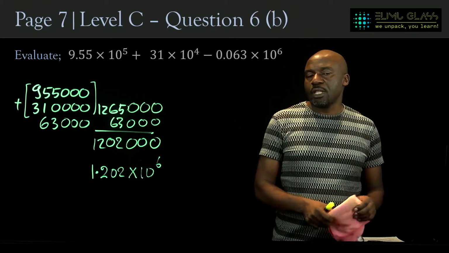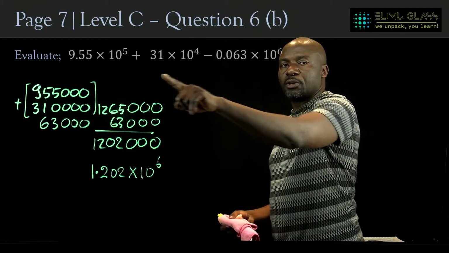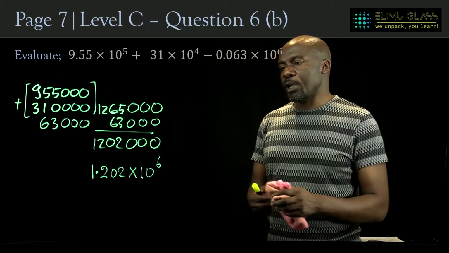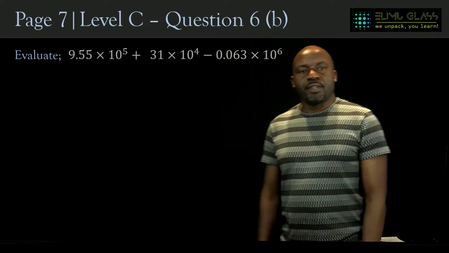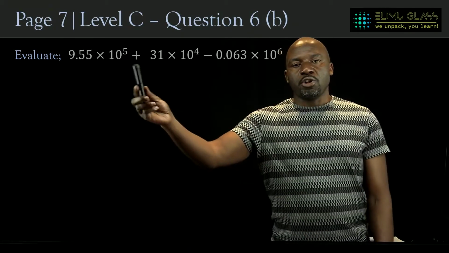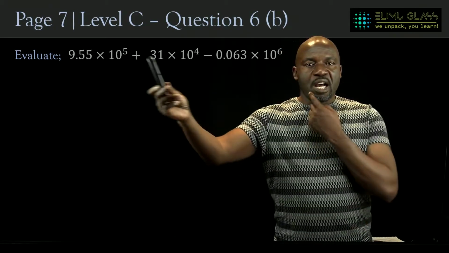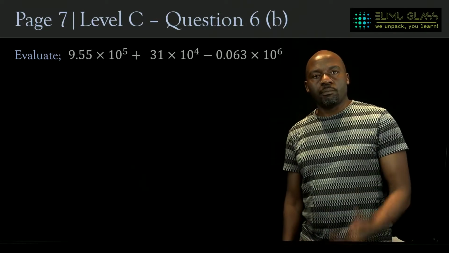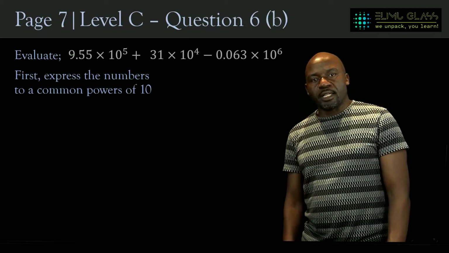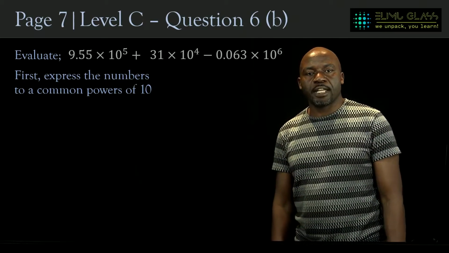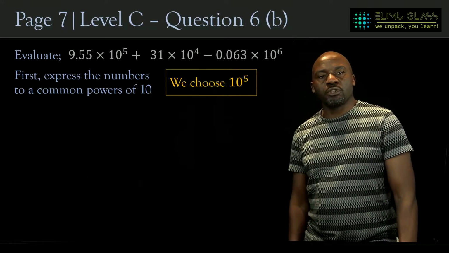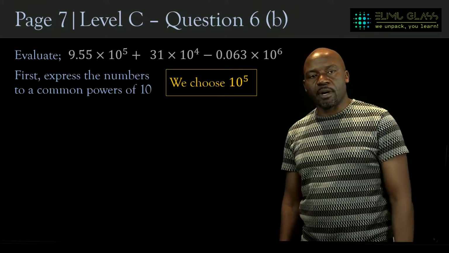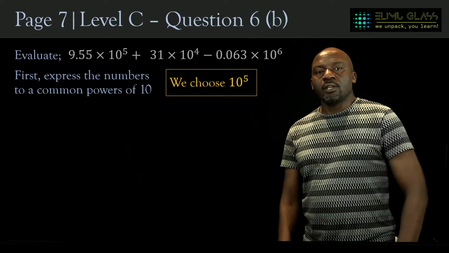The alternative of doing this when powers are very large, so we are going to use another method here. Assuming that those powers are large, what do we do? The other thing we can do is, like I said, we can choose to have a uniform power of 10. For this purpose, I'm going to choose power 5, for example. So first express the numbers to a common power of 10. I have chosen 10 power 5, but we could have taken 10 power 4, and we could have taken 10 power 6. It doesn't really matter. All right, so we start with the first one.